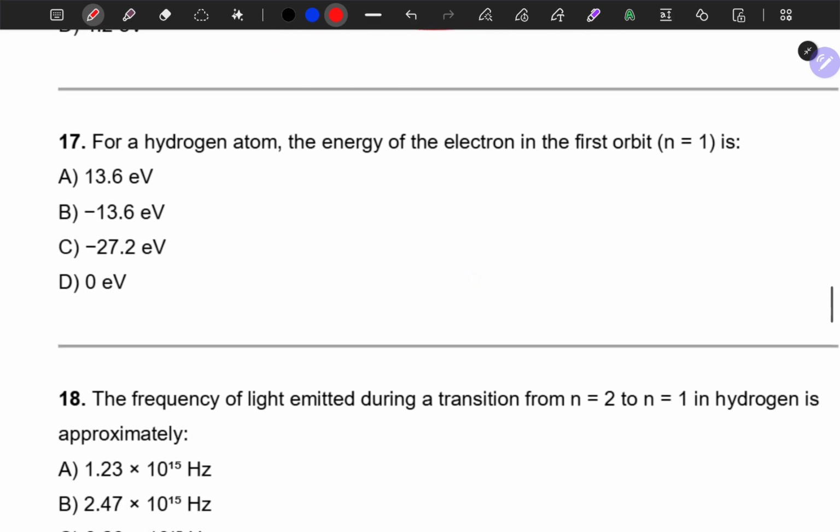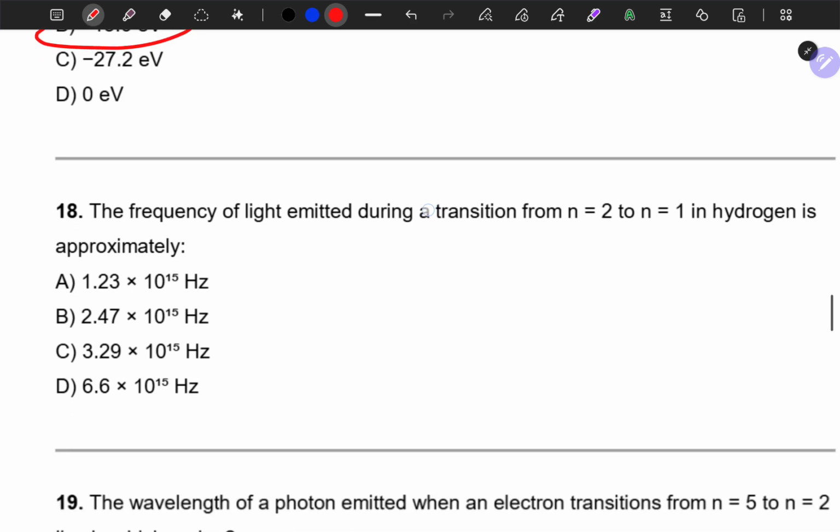Okay, so in the next question, for a hydrogen atom, the energy of electron in the first orbit n is equal to 1 is minus 13.6. So it's very simple one. The option B will be the correct option, minus 13.6, not the positive value.